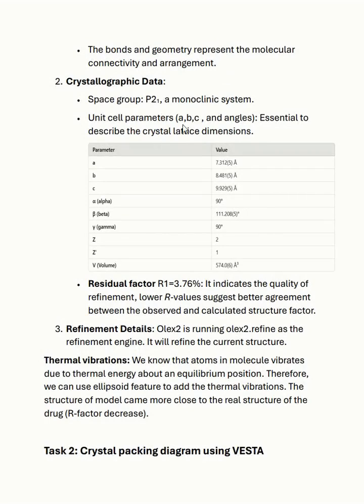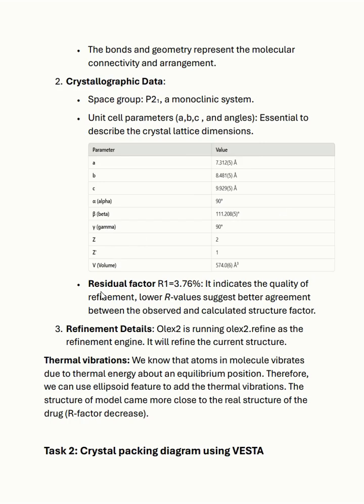Second is the crystallographic data. So this is showing a space group of P21, and it is showing a monoclinic system. Here are the unit cell parameters a, b, c, and alpha, beta, gamma. Here beta is not equal to 90 degrees, so this structure is monoclinic. And a, b, c are the lattice parameters of the unit cell, where Z is the number of atoms, and R is the residual factor here.